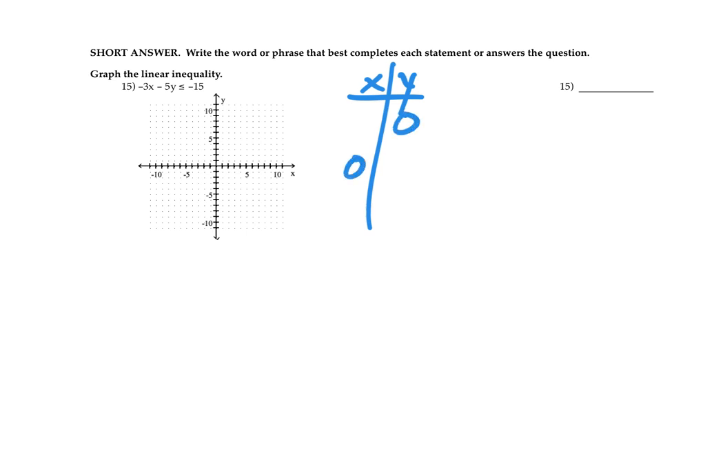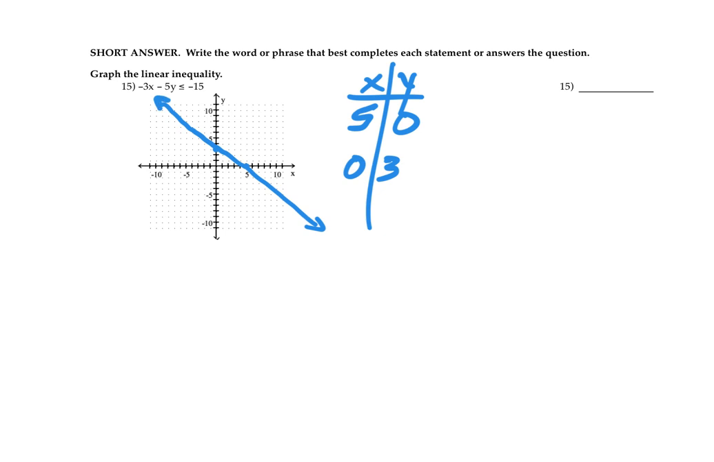If I did the cover-up method here, if I plug in 0 for y, x would be 5. If I plug in 0 for x, y would be 3. So (5, 0) and (0, 3). Okay, then we decide what kind of line do we want. As long as it's equal to, it's going to be a solid line. If it was less than or greater than, there'd be a dashed line. So there would be our line.